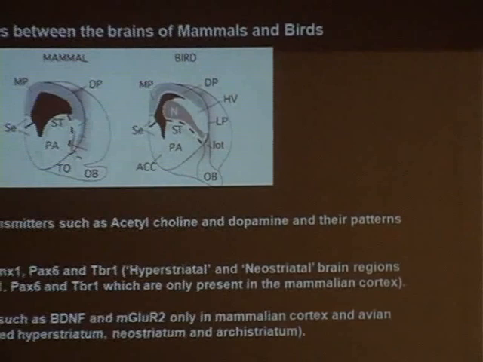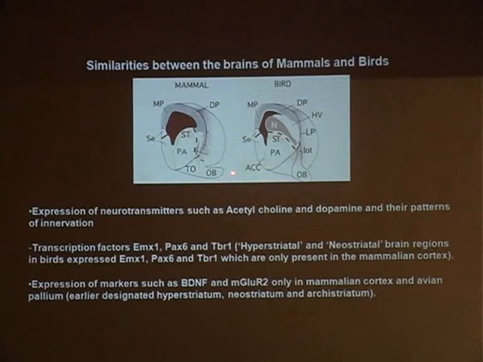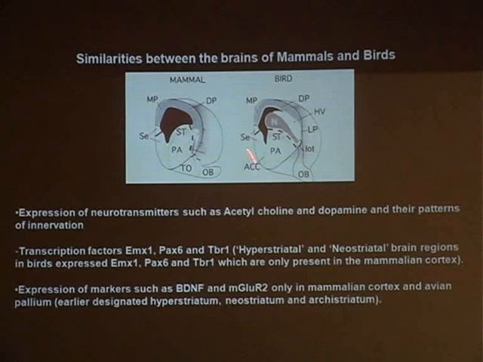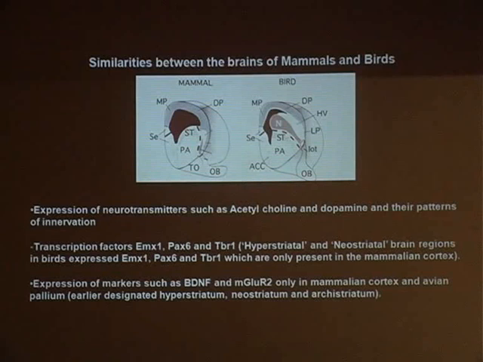Further, a number of studies have also been performed looking at the expression of neurotransmitters, for example, those like acetylcholine, dopamine, and their patterns in mammalian brains and bird brains. Both of these happen to be expressed to a greater extent in the striatum and not so much in the cortex in mammals. And this was true of the bird pallium versus striatum, that outer part had less of acetylcholine and dopamine as compared to this inner part, that is the striatum, in birds.